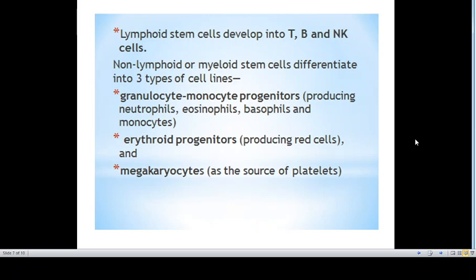So the lymphoid stem cells develop into T, B and NK cells, and the non-lymphoid or myeloid stem cells differentiate into three types of cell lineages: the granulocyte, monocyte progenitors that produce neutrophils, eosinophils, basophils, and the monocytes, and erythroid progenitors that produce red cells, and megakaryocytes that produce the platelets.